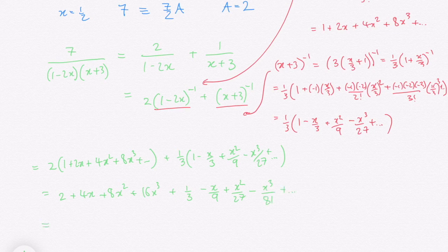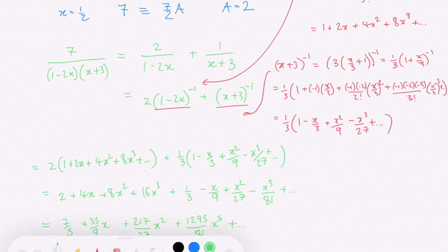And now just collecting like terms, this is 2 plus a third, so 7 over 3, 4 minus a ninth, which is 35 over 9, lots of x, 8 plus a 27th, which is 217 over 27 x squared, and 16 subtract 1/81 is 1295 over 81 x cubed plus the higher order terms.